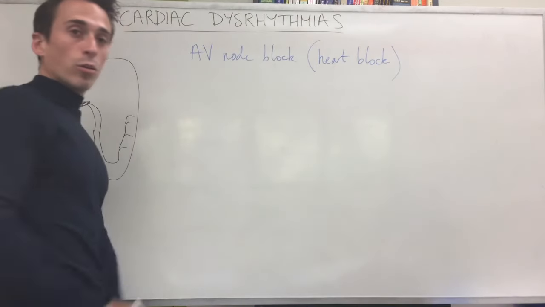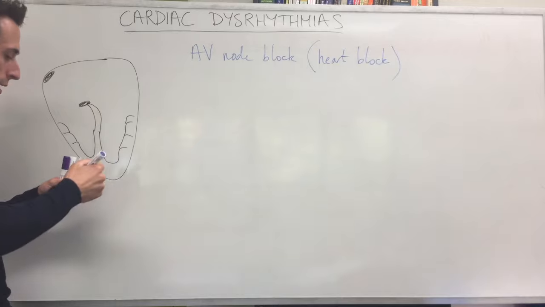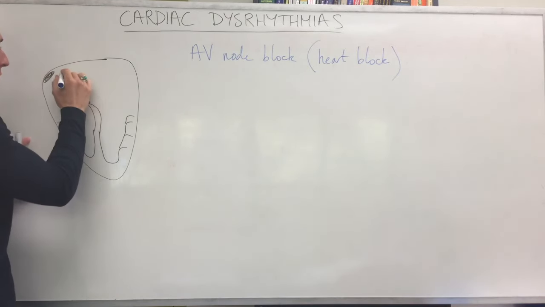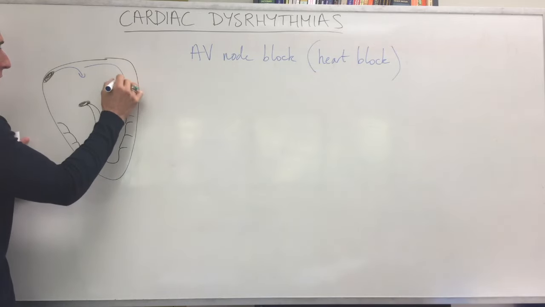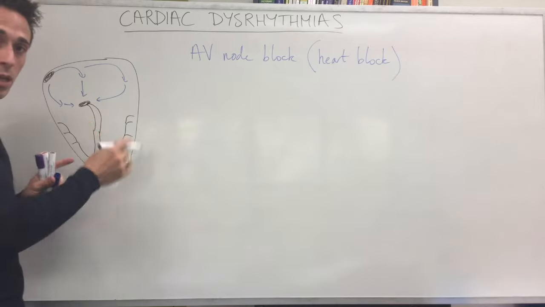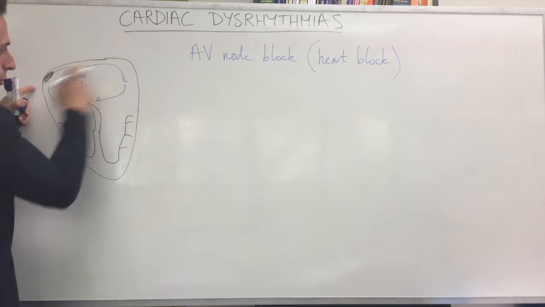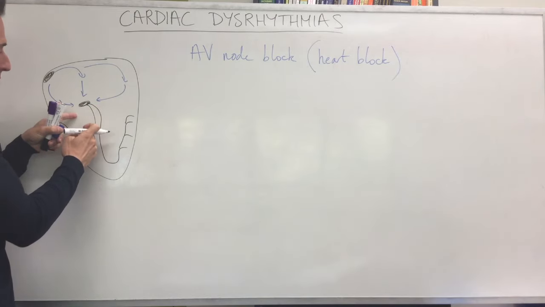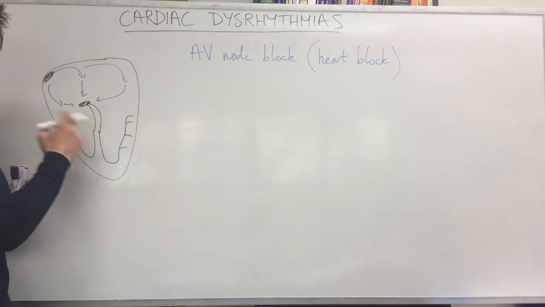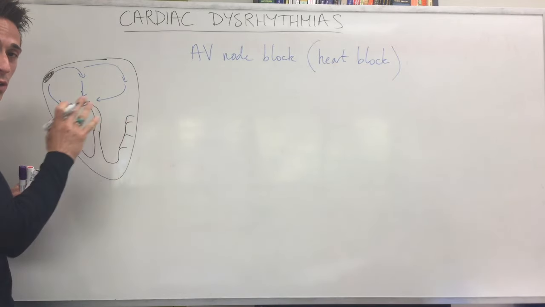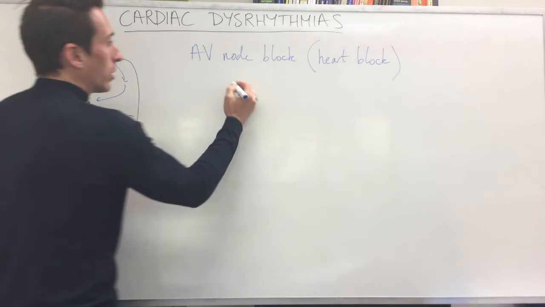And what this AV node block or heart block is referring to is the fact that the signal that's coming from the sinoatrial node through to the atria, the signal that's propagating down to ultimately go to the AV node, going from the SA node through the atria to the AV node, and then subsequently going down the bundle of His, here at the AV node, there's some sort of delay, or some sort of abnormal change, or some sort of blockage.